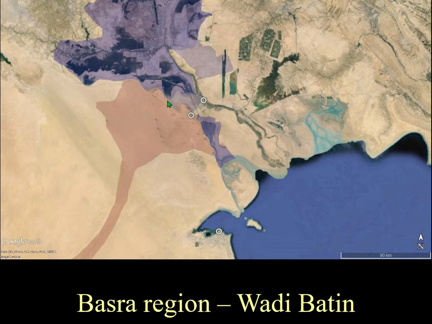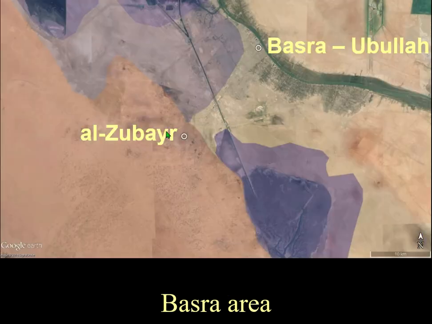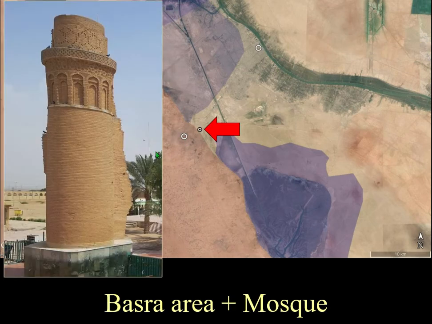This is the Wadi Batin. This is from a geological map. And so this is where the Wadi Batin sediments went to. This is now, we're zooming in a bit. So here's Azubair, here's Abullah. So this is thought to be from medieval Basra, from Old Basra.